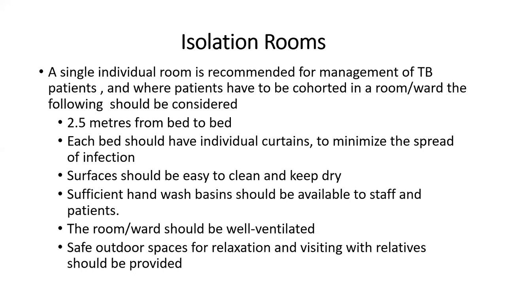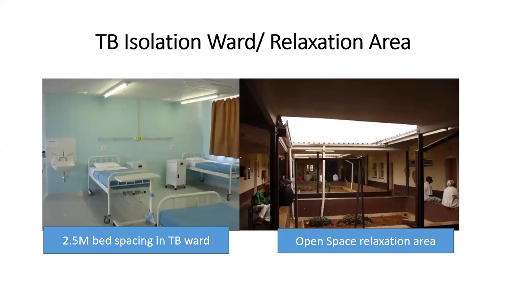Surfaces should be easy to clean and keep dry. We should have surfaces which you are able to clean and dry immediately, those which are not damp. Sufficient hand washing basins or hand washing facilities should be available to staff and patients. The room or ward should be well ventilated, and a safe outdoor space for relaxation and visiting with relatives should be provided. Example of a TB isolation ward or relaxation area.